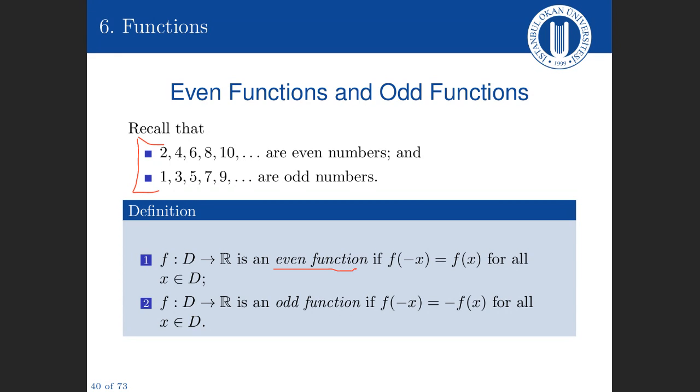An even function: the rule is we must always have that f of minus x is equal to f of x. For an odd function, we have a very similar rule. The rule is that f of minus x must be minus f of x.